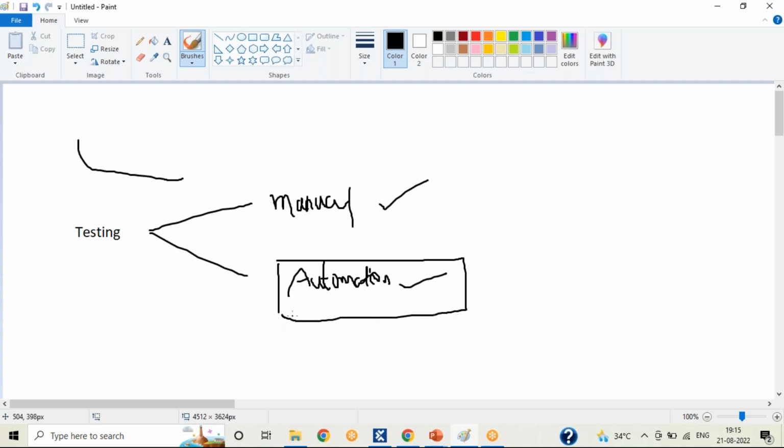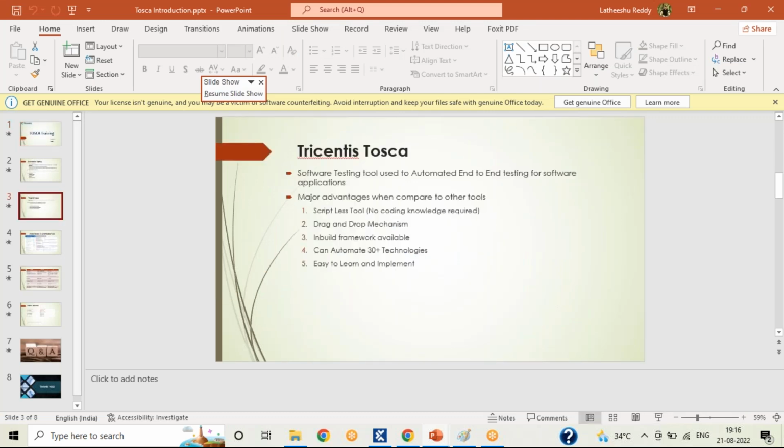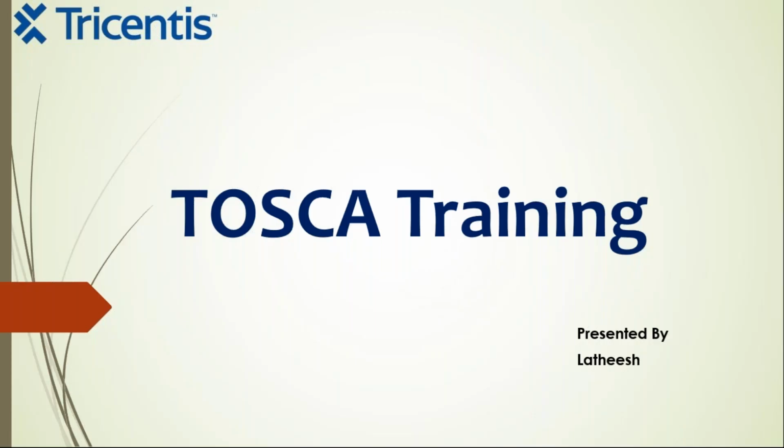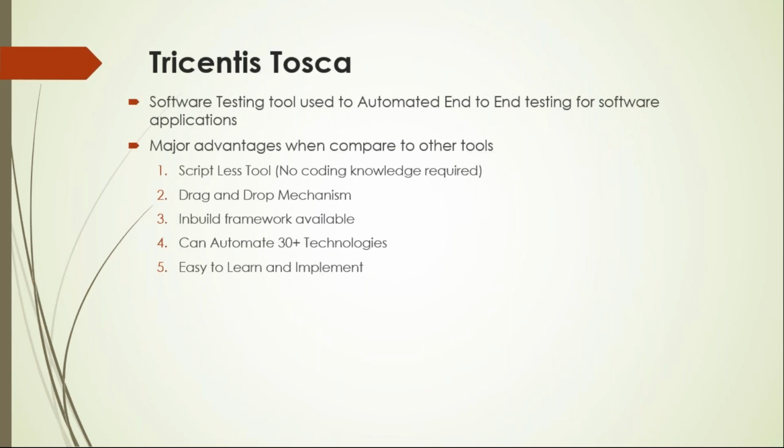But there are so many automation testing tools in the market. But why do we want to choose Tosca? There might be some advantages which I'm going to explain to you. Tricentis Tosca is one of the automation testing tools, which automates end to end, in the sense from starting to ending, whatever you want to validate, Tosca can support that.